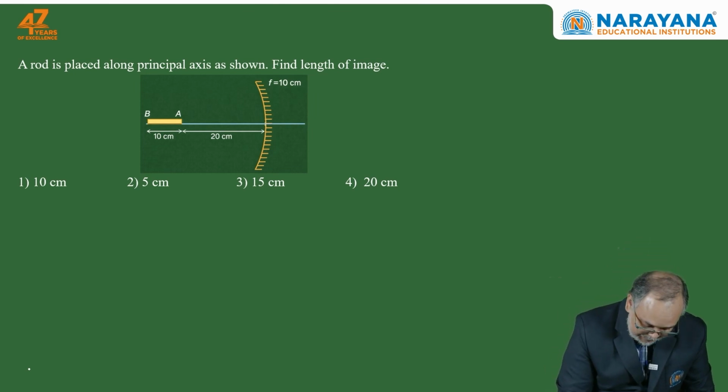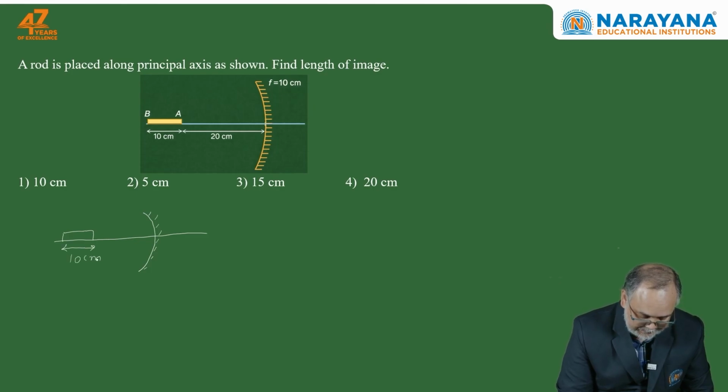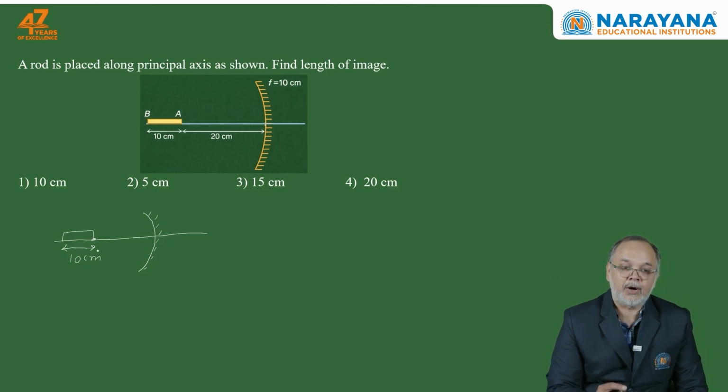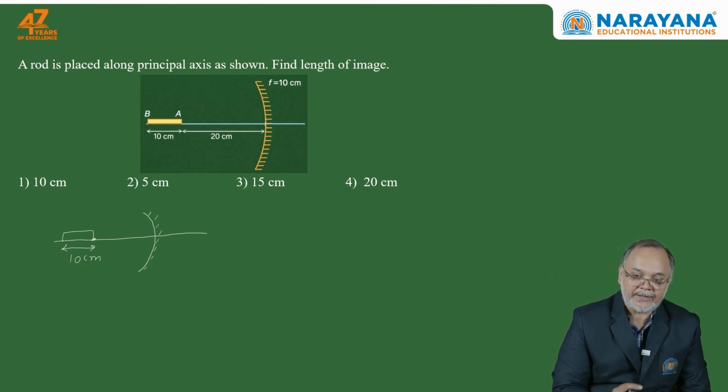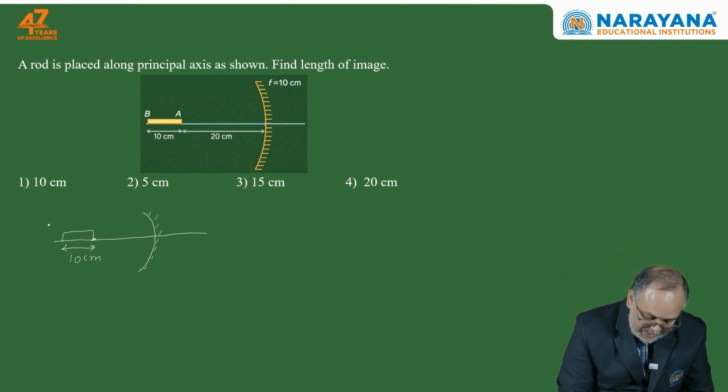So here if we consider the situation which is given in the problem, AB is the rod, length of the rod is 10 centimeter. Now the image of point A of the rod will form at the same place because point A is where? At the center of curvature. Now the other end B, for that we can find the image by using the mirror formula.